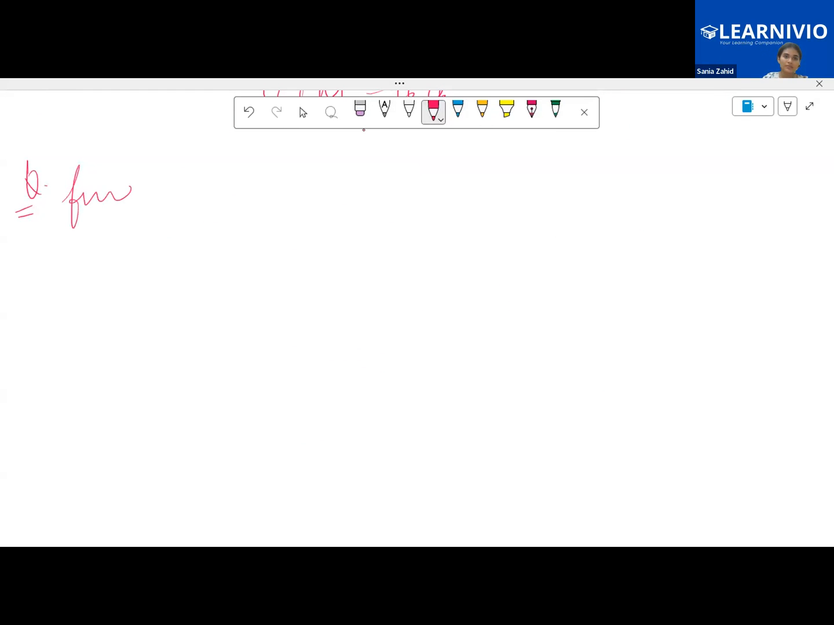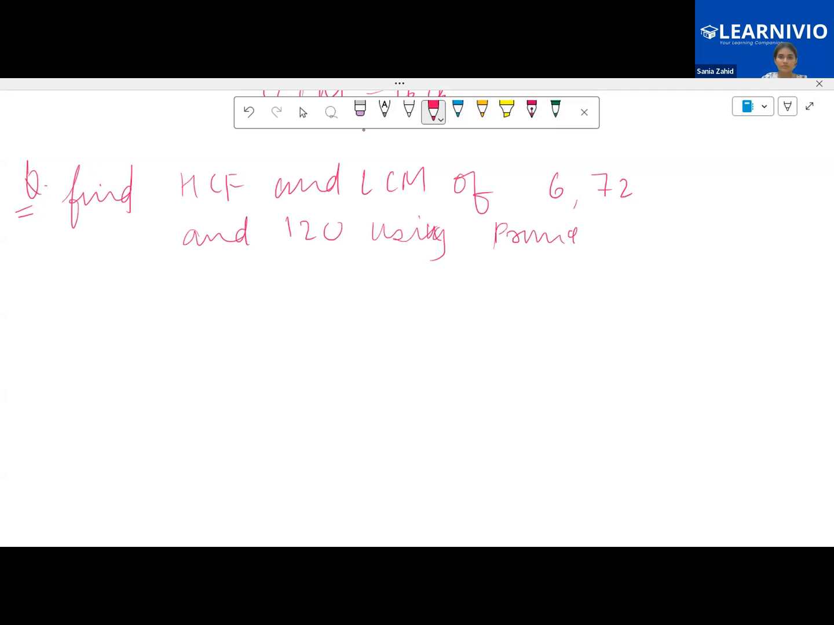Find the HCF and LCM of 6, 72 and 120 using prime factorization. Okay. The numbers are 6, 72 and 120. Find the HCF also and the LCM. So try doing it.